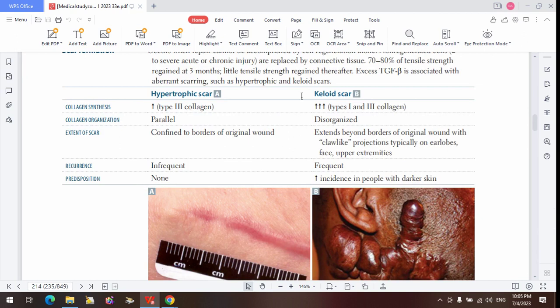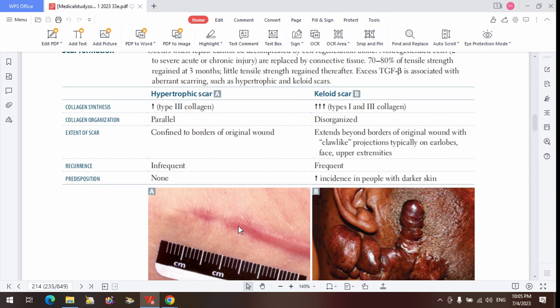Keloidal scar has both the immature form and the mature one. Type 1 and type 3 collagen are present in the keloidal scar. Why is hypertrophic scar immature, type 3? You can see that hypertrophic scar looks very clean. It is due to the fact that the collagen deposited there is deposited in a well organized, parallel orientation. But in the keloidal scar, they are scattered.